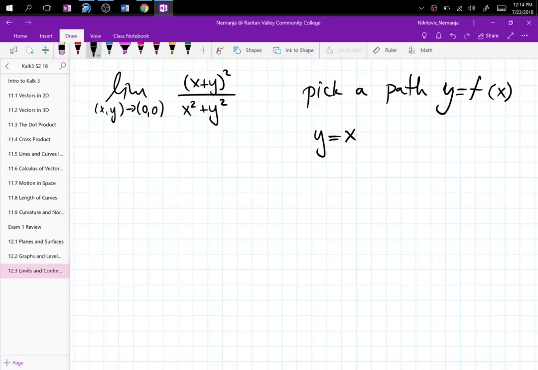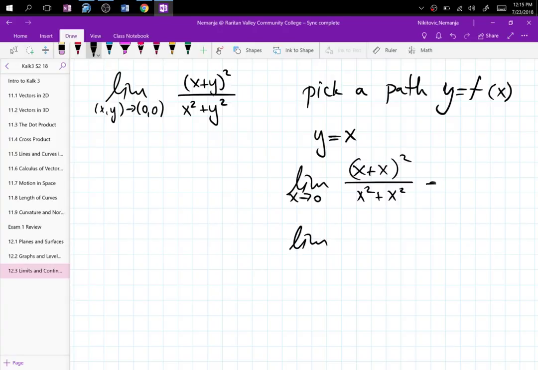As soon as I pick the path y equals x, my limit collapses down to just x going to 0, because y and x are the same, they both go to 0. In the numerator, I have x plus x squared, and in the denominator I have x squared plus x squared. So the whole thing collapsed onto a calc 1 limit. So now I have the limit as x goes to 0 of 2x squared over 2x squared.